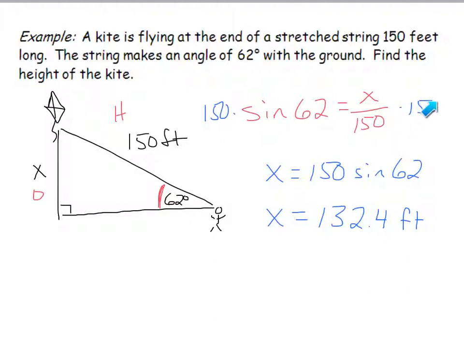I'm going to multiply both sides by 150 to get rid of it. So that means that x would equal 150 times the sine of 62. Throw it in my calculator. I get 132.4 feet. It did not tell me where to round to, so I just went with the tenth.